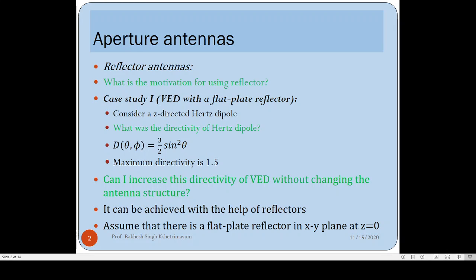So in this class, we'll discuss the reflector antennas. Just before starting our discussion on reflector antennas, let us try to understand the motivation for using a reflector. Once we have an antenna, let's say we put some kind of reflector beside the antenna, what is the purpose of that? In order to establish the use of a reflector, we'll do three case studies. The first case study is a vertical electric dipole with a flat plate reflector.